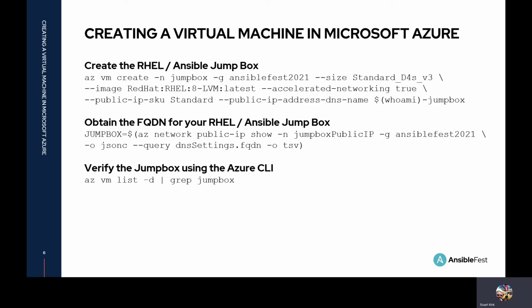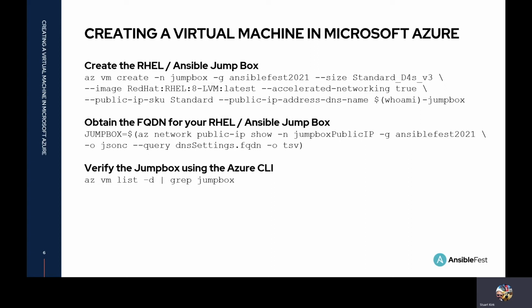This is the command to create the jump box. Essentially what we're going to be doing today is creating two virtual machines, right? The first one is going to be done using the Azure CLI for Linux. We're going to create the jump box using the az command to stand up that virtual machine. We'll subsequently connect to it, but the second virtual machine that we create, we're actually going to have Ansible do that for us.